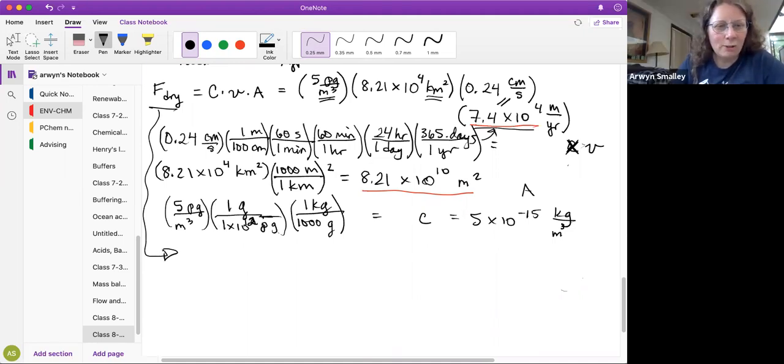I don't usually go this far, but when you're dealing with really small numbers like these concentrations, and then you're doing it for a long period of time, so you have to combine big numbers with little numbers, with big areas, it just kind of ends up being necessary.